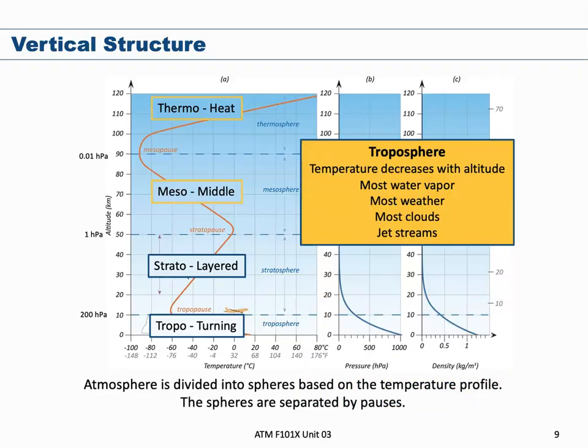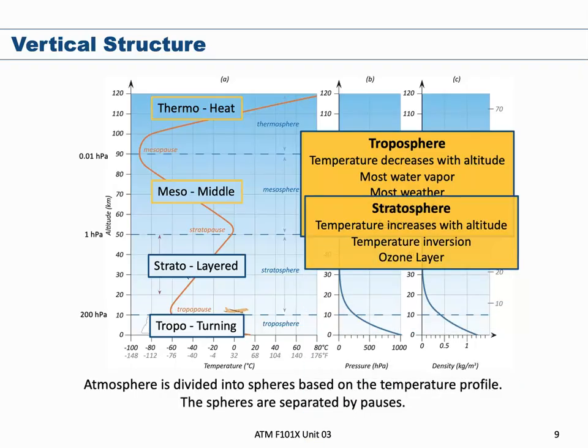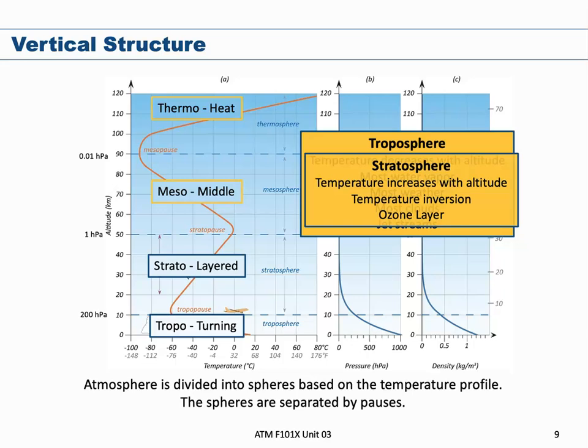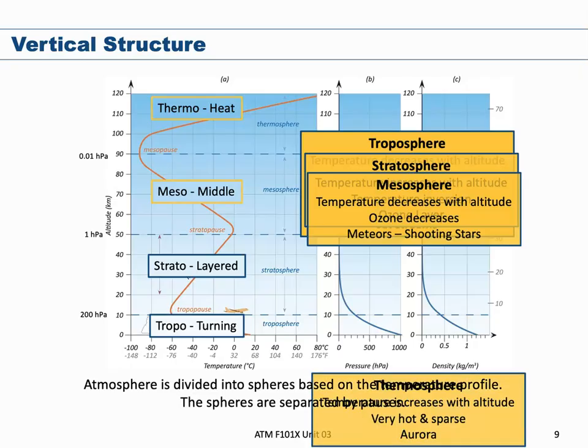So just to recap, we have the troposphere as the lowest layer where temperature decreases with altitude. It has the most water vapor, most weather, most clouds, and it has the jet streams. The stratosphere is where the temperature increases with altitude, there's a temperature inversion, and the ozone layer is found in the stratosphere. Then in the mesosphere, the temperature again decreases with altitude, ozone is decreasing through this region, and this is the region where shooting stars and meteors come into the atmosphere and are visible from the ground, burning up at the height of the mesopause.